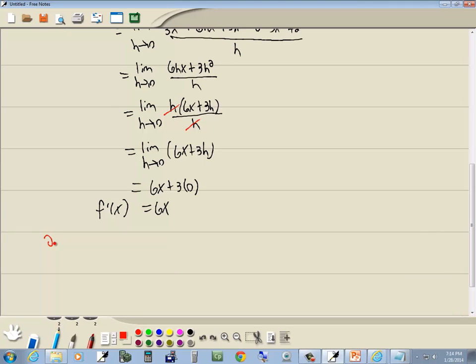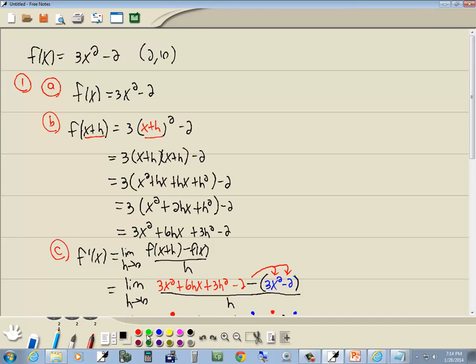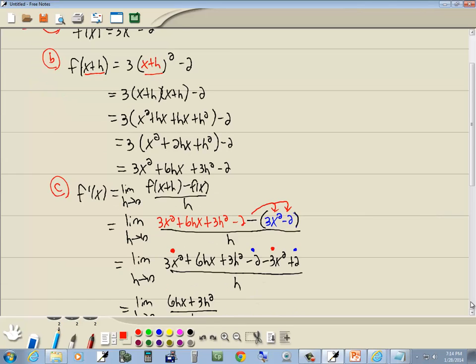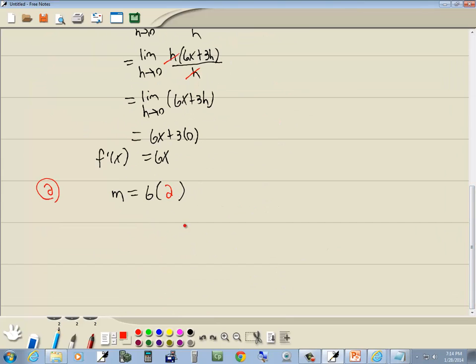Second step. We want to change our notation to m, so the f prime becomes m. And we're going to plug in the x part of our point. So if I go back to my original problem, they give us a point. This is the x and this is the y. So the x part is equal to 2. So I'll put 2 in for the x. And we get m is equal to 6 times 2, which is 12. So m equals 12 is our answer.